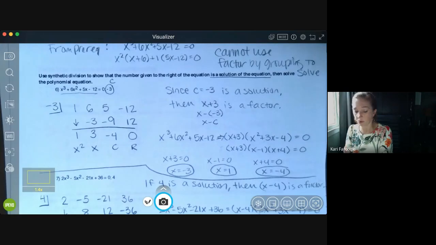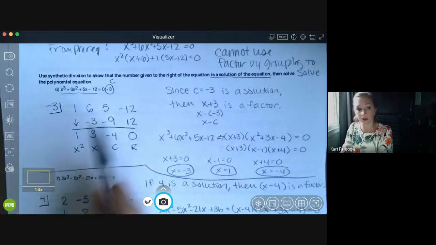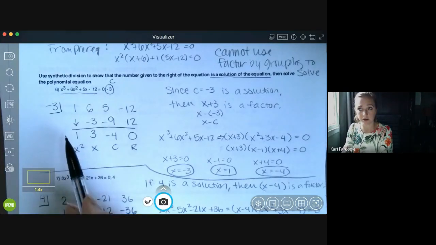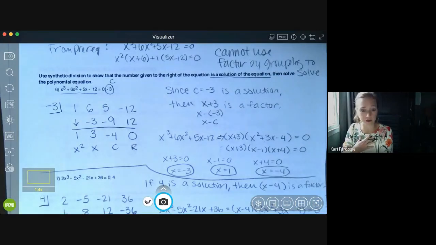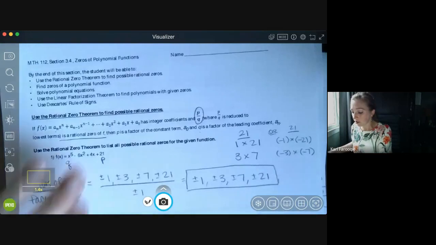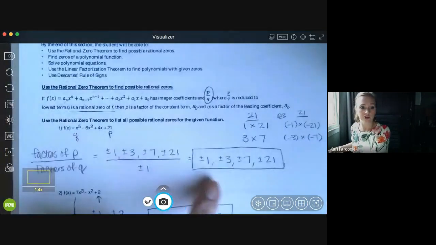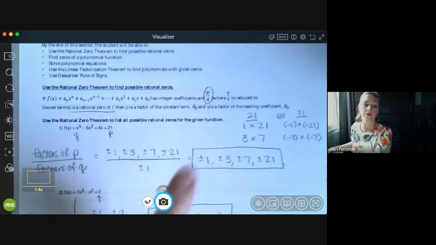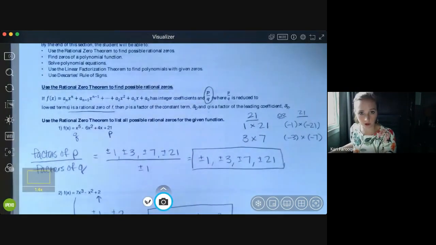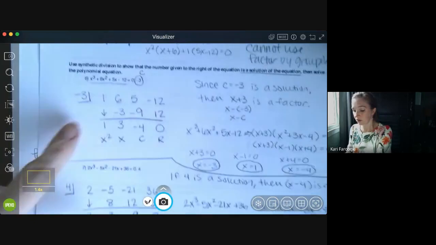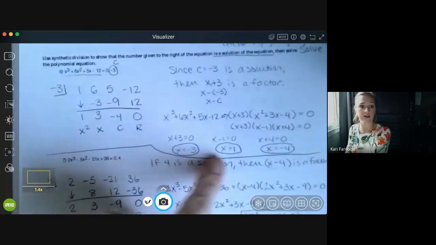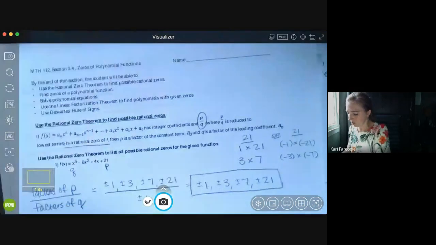So the whole point of what we're going to do today is we're going to combine this idea with our own finding rational zeros from the rational zeros theorem. So we're now going to be looking at polynomial functions. You're going to be asked to generate a list of possible zeros. From that list, you're going to find one that works. And then when you do, you're going to use this process to find the rest of the zeros. So, all right, let's move forward here.